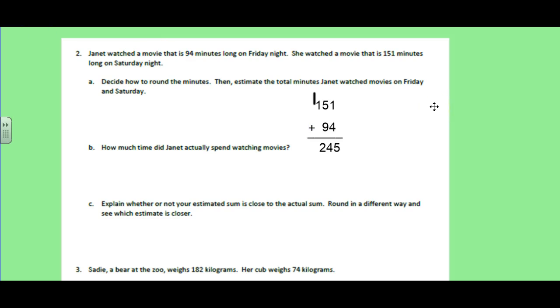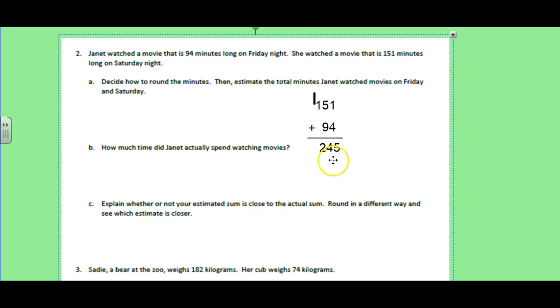Okay, so 151 plus 94 gives you 245. Now we're going to take 245 and estimate it to see about how long she watched the movies. There are 2 different ways you could do it. You could estimate by rounding to the nearest 100, or by rounding to the nearest 10. The reason we're not only rounding to the nearest 100 is because there's not a 0 or a 9 in the tens place. So let's just try both of them.